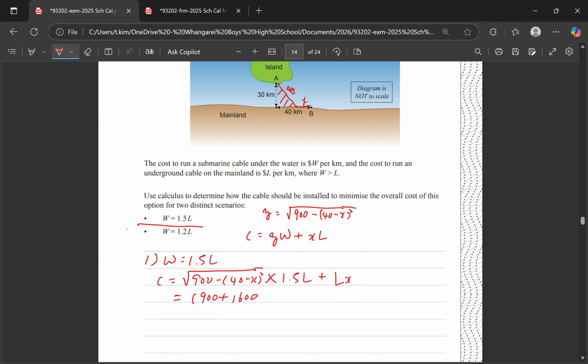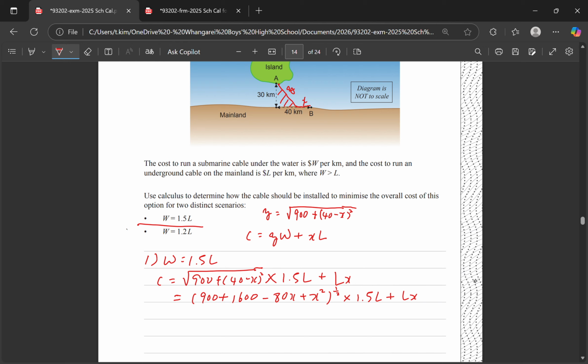Sorry, why do I say minus? I made a mistake here. Pythagoras theorem is a plus, isn't it? So 1,600 minus 80x plus x squared, to the power of half, and then times 1.5 L plus Lx. Okay, I think we are ready to differentiate.